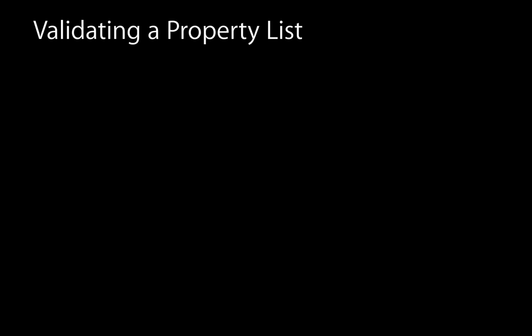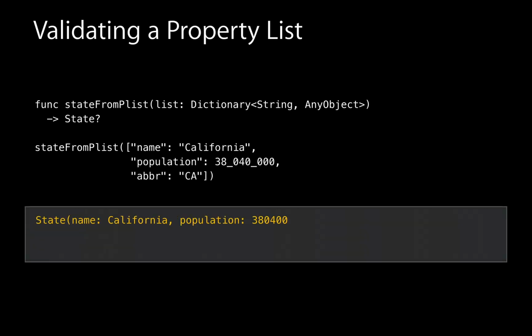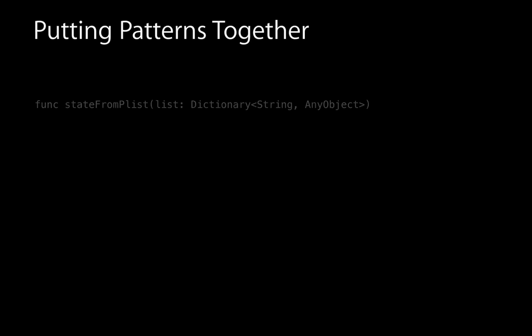So those are some neat parlor tricks. Let's try something a little more real. Let's validate a property list, a dictionary of arbitrary values of unknown type. And given a valid one, we want to return a well-typed struct. Given a property list with a name key that's a string, a population that's a number, and a 2-letter postal abbreviation, we want to get a record like this. However, if one of the fields is of the wrong type, or if the postal abbreviation is too long, we want to return nil. Let's see how we can do this with pattern matching.